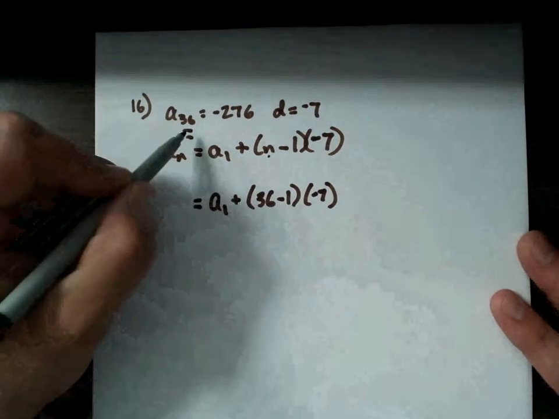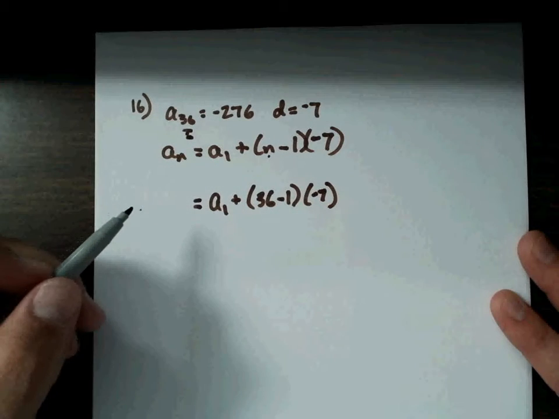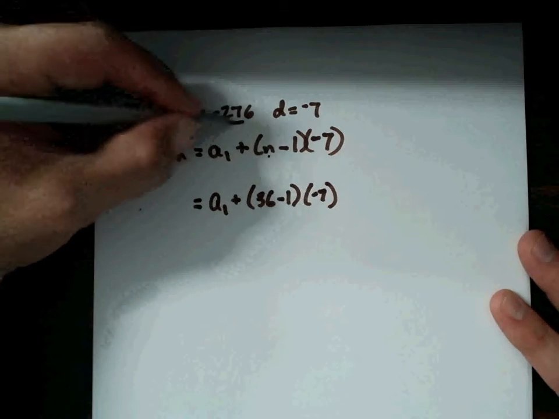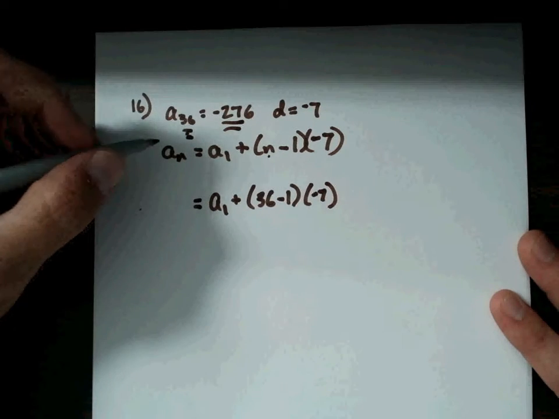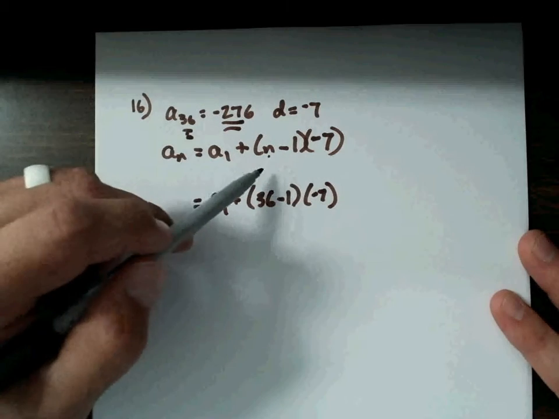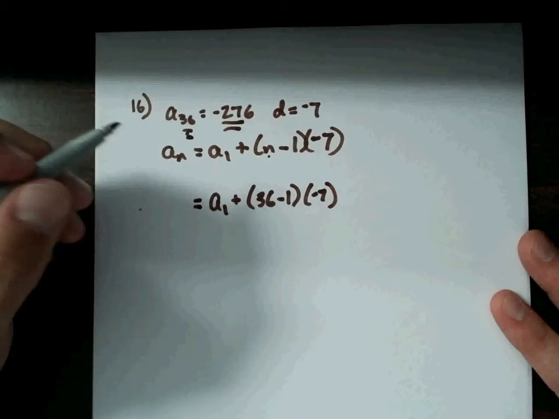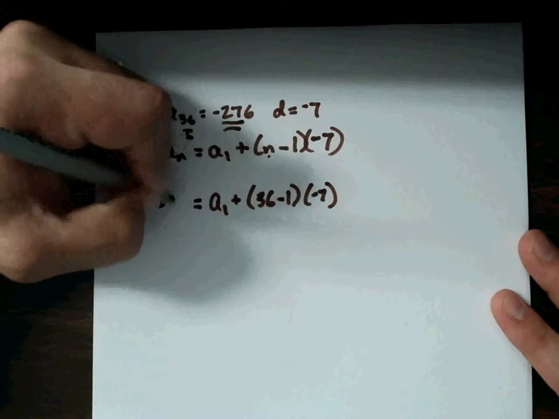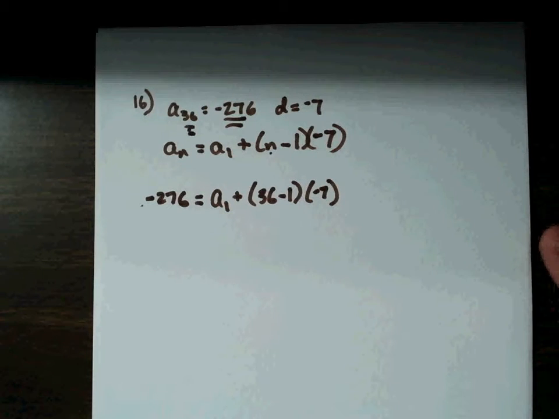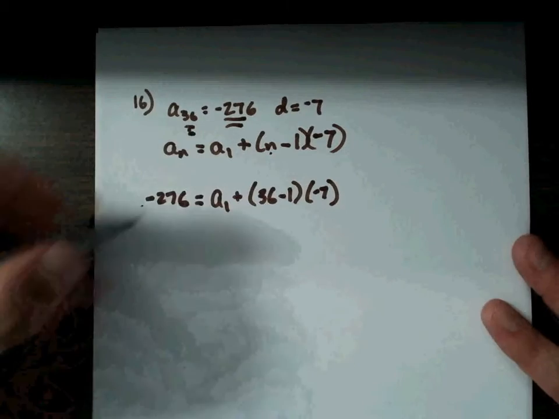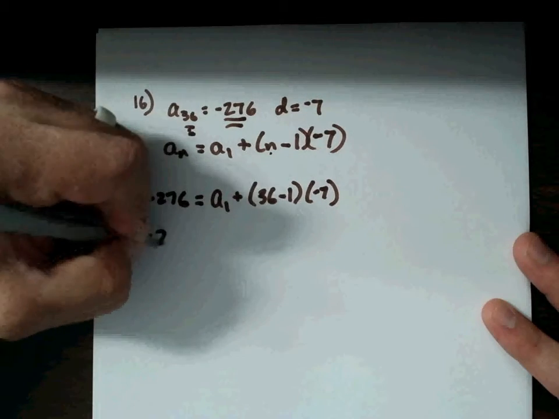This represents the 36th term. What's in the 36th term is that right there. A of N represents the number in the term. N represents the number of the term. So they're right there. How many variables do I have as an unknown right now? A1, and that's it, correct? So therefore, we're going to solve for A1, and I can write it.